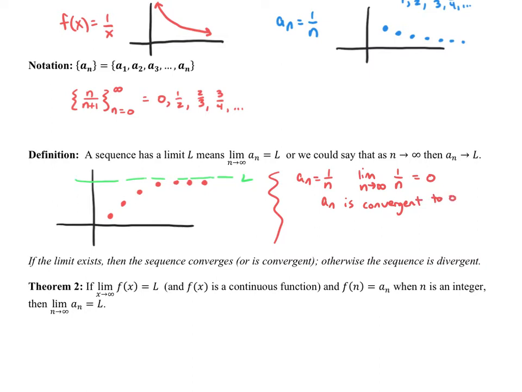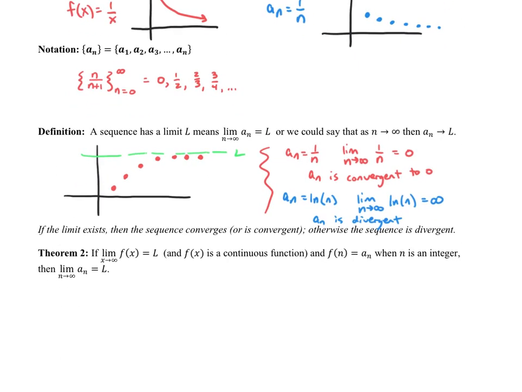In contrast, let's say we have a sub n equal to the natural log of n. The limit as n goes to infinity of the natural log of n would be infinity, which means that a sub n is divergent. Or in other words, there isn't a limit or a value L that the sequence approaches as n goes to infinity. And so we have the two contrasts, convergent versus divergent.